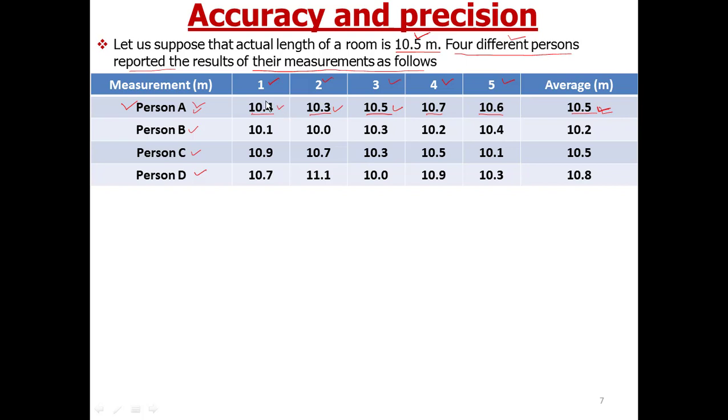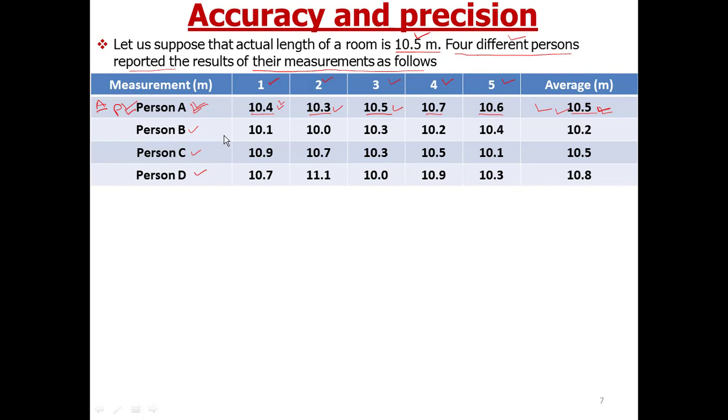Now you can see that all his observations are very close to the average value, as well as close to one another. So we can say that the results of person A are both accurate as well as precise. Now let us see about person B.